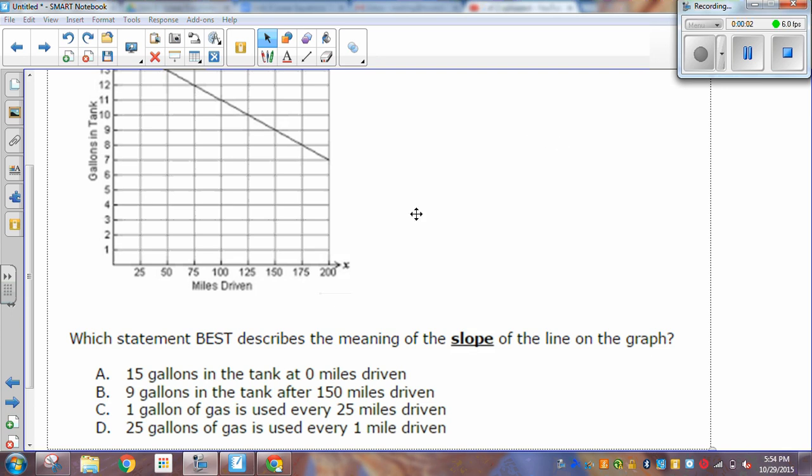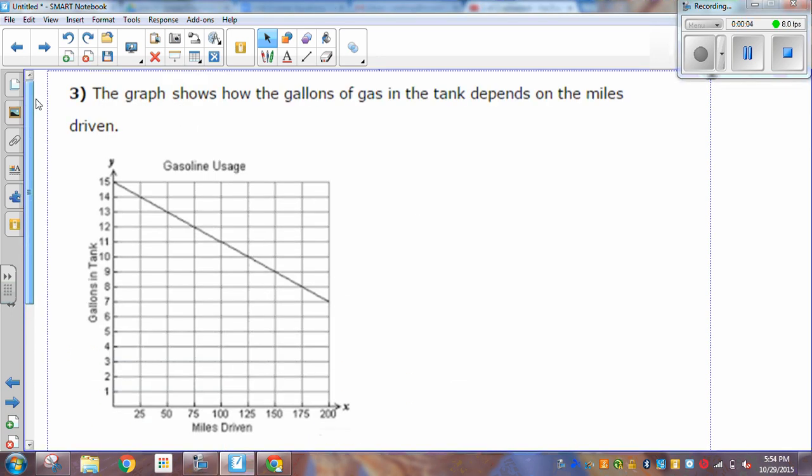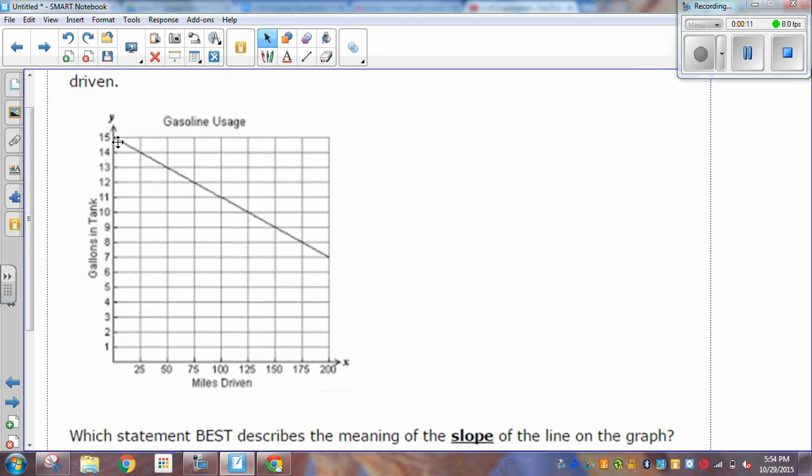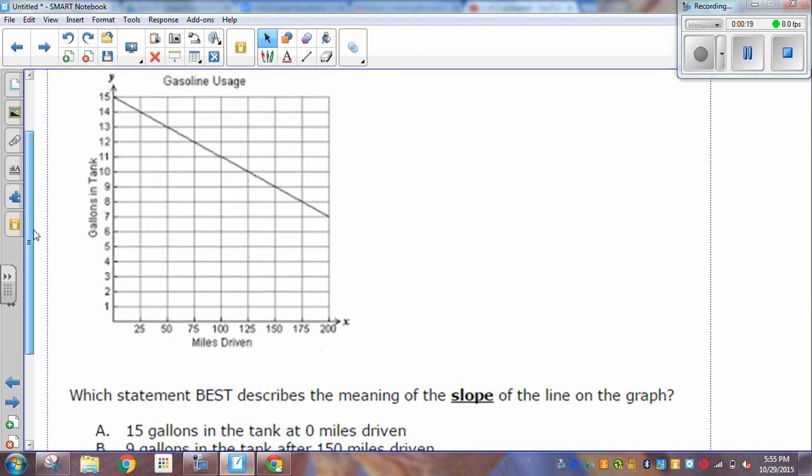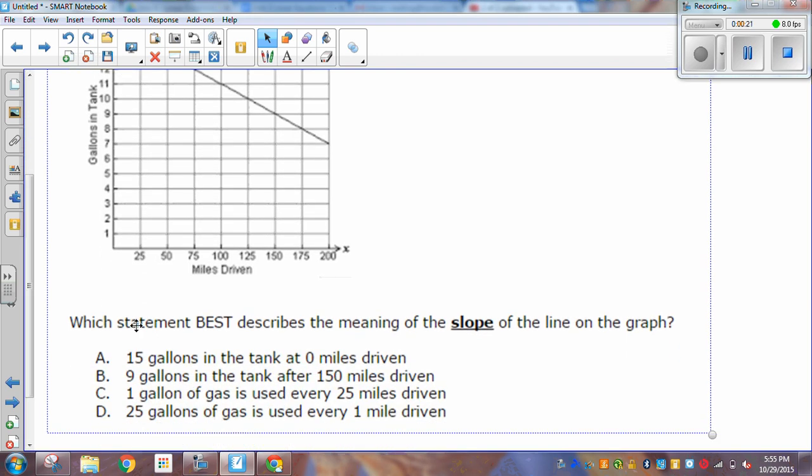Here's problem number 3 from the mock test. It says the graph shows how gallons of gas in the tank depends on the miles driven. So you can see on the graph, as the gallons in the tank decreases, the miles driven increases. That makes sense, of course, because as you drive, you use up gas. And it asks us, which statement best describes the meaning of slope?